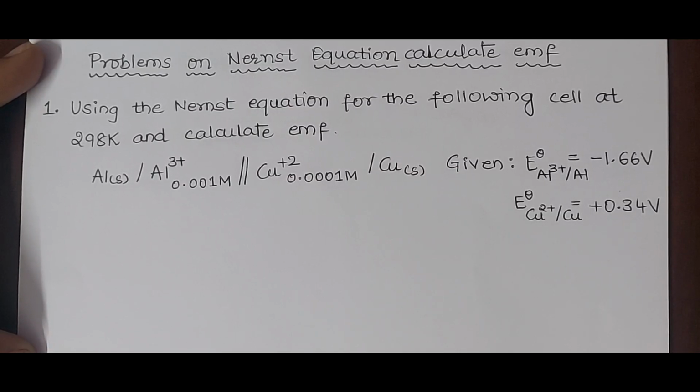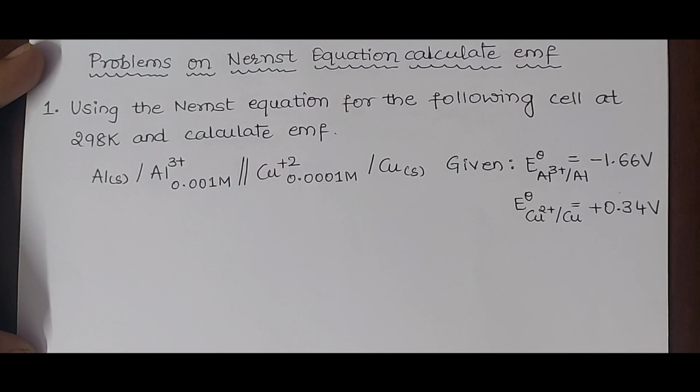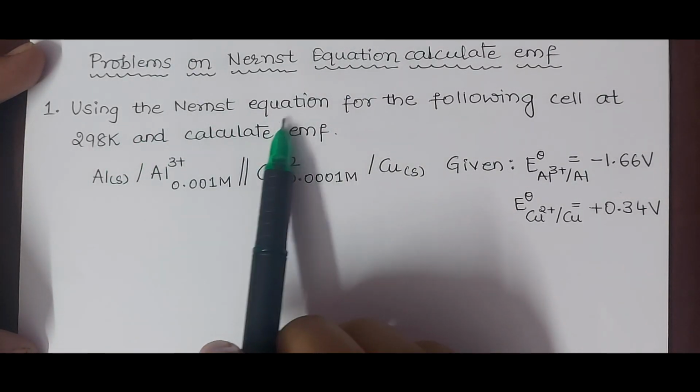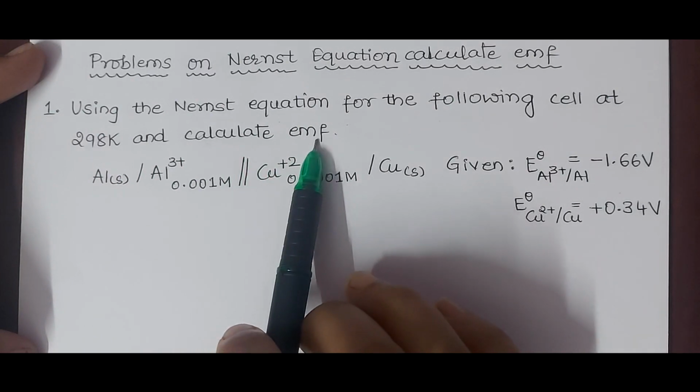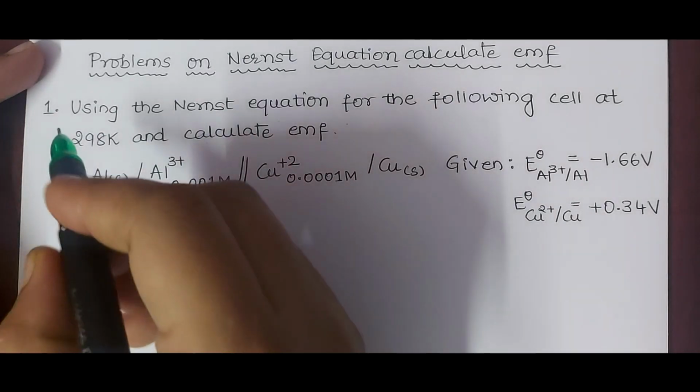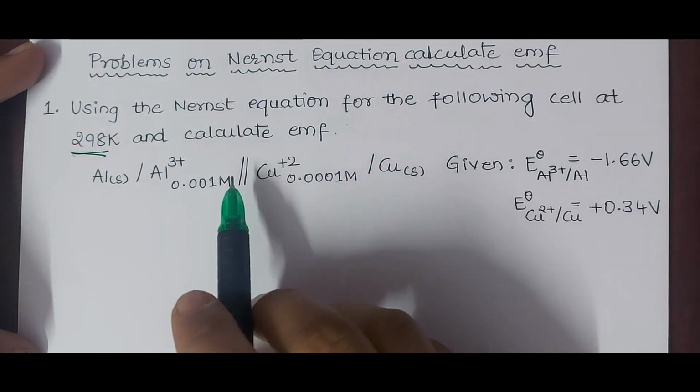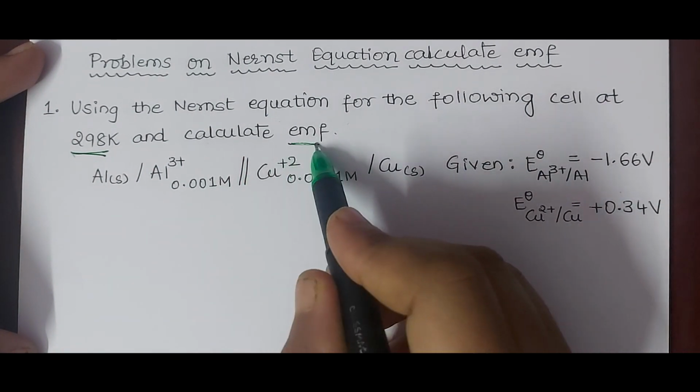So whenever you solve problems on the Nernst equation, always be careful and be patient to read the question. First you have to read the question correctly, and then solve the problem. So what's the question given? We'll read it. Use the Nernst equation for the following cell at 298 Kelvin and calculate EMF. So here, what have they said? Temperature is given, 298 Kelvin. They have asked you to calculate the EMF of a cell.